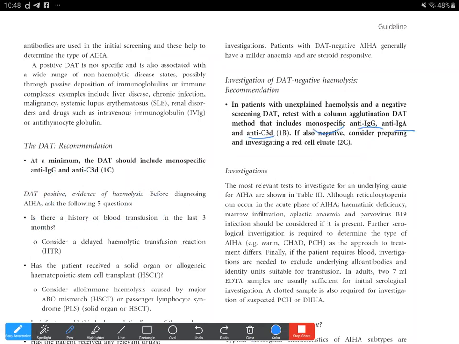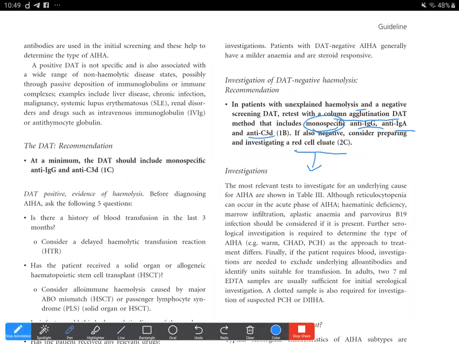And also, before stating that it's a negative DAT, we may need to do a column agglutination test, proceed from test tube to gel testing or solid phase testing, and even consider preparing a red cell eluate. If after all these measures the DAT is still negative, we would still label it as DAT negative autoimmune hemolytic anemia and give a trial of steroids, if all other causes have been ruled out.